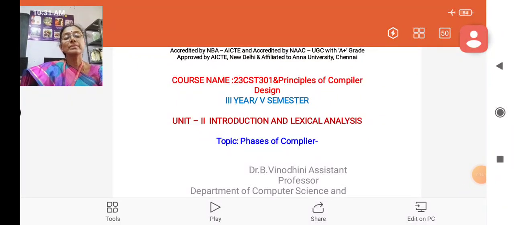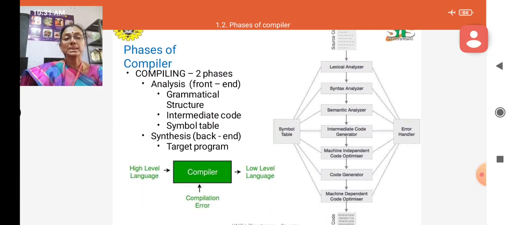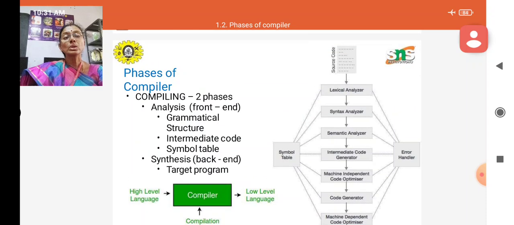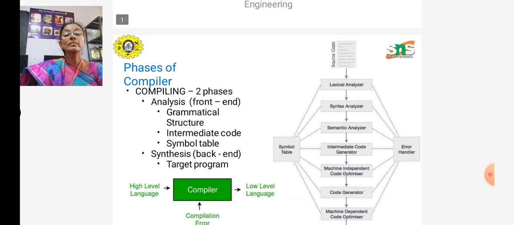In today's lecture, we are going to see the phases of the compiler. In the previous video, we saw how our language processing system is converted. The compiler is one of the translators. It converts our pre-processed high-level language into assembly-level language programs. For that conversion, we have several phases.